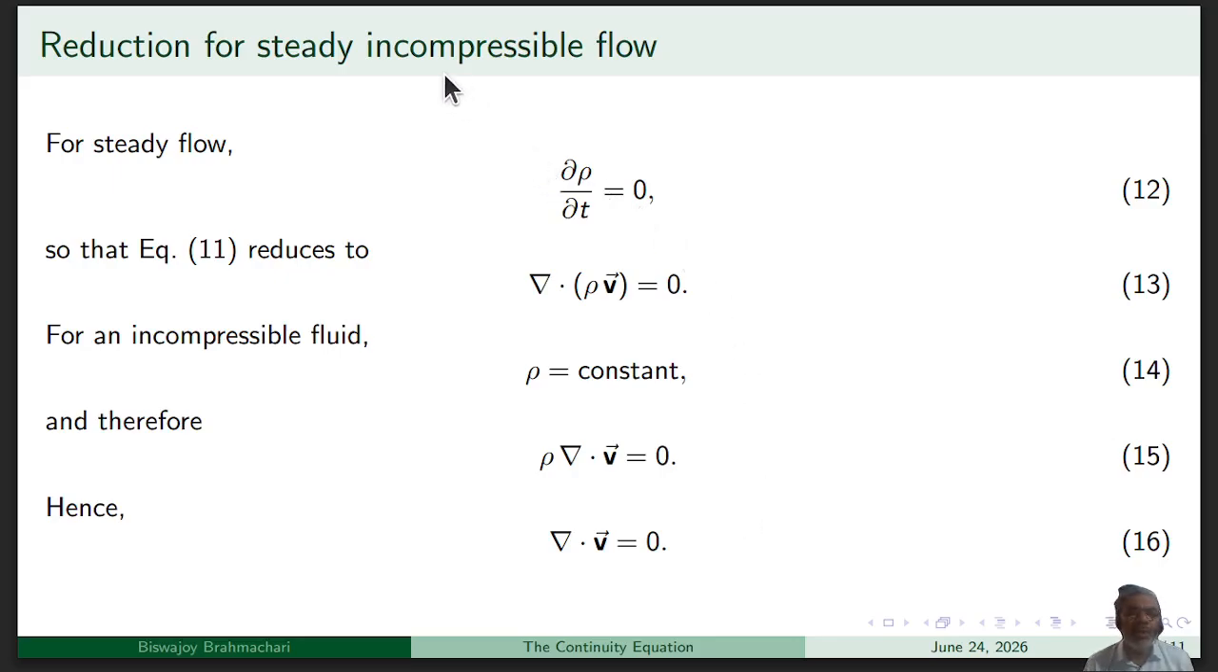Now for steady incompressible flow, let us understand what happens to the continuity equation when the flow is steady and also incompressible. If the flow is steady, then del rho/del t equals 0. So the continuity equation becomes divergence of rho v equal to 0. Furthermore, if it is an incompressible flow, then rho is constant. So rho goes out, rho multiplied by divergence of v equal to 0, or simply divergence of v equal to 0. This is the reduced version of the continuity equation when the flow is steady and the fluid is incompressible.